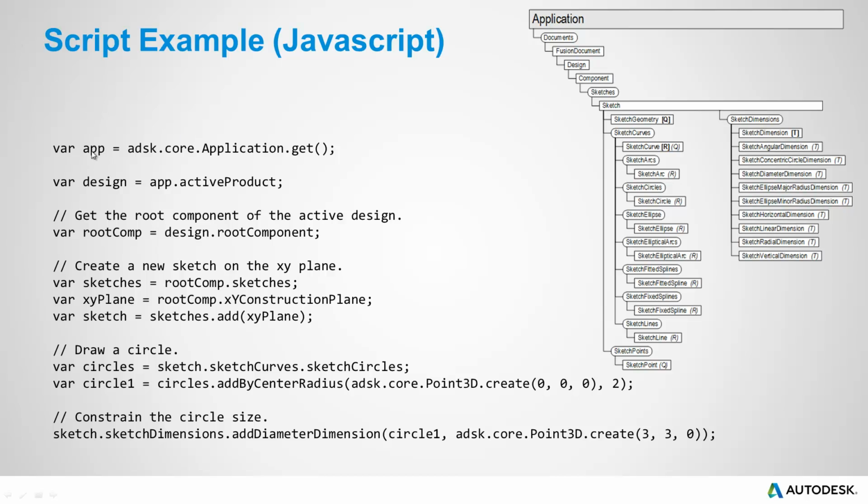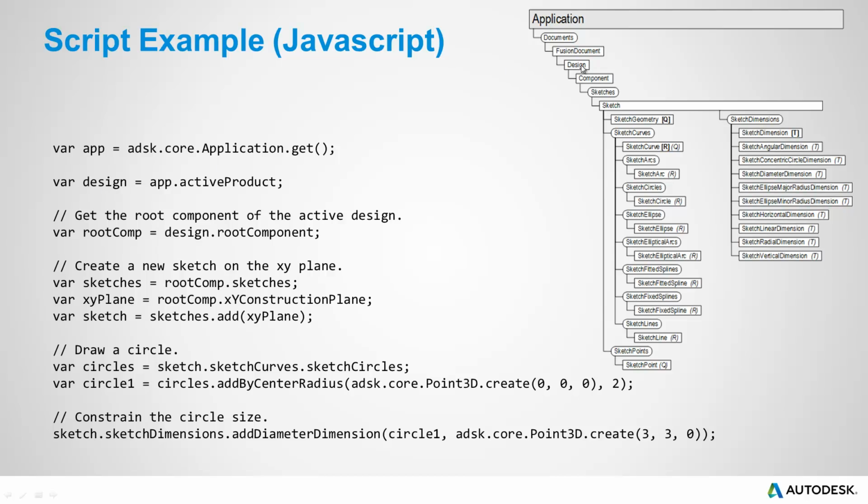It has a property called active product. So we're calling the active product property on the application object. That shortcuts us down a little bit, because the application knows what the user is currently editing, what's open in the UI that the user is working on. This code assumes it's a Fusion design he's working on right now, so this shortcuts us down to this object. That's what we have in this variable called design: a reference to a design object.